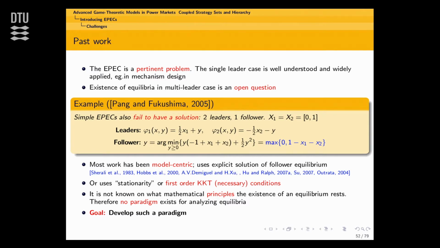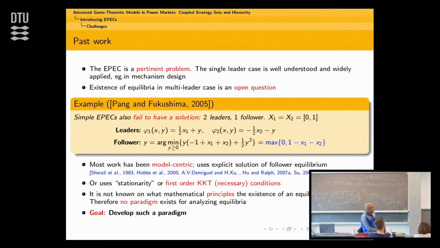Okay. Now, Pang and Fukushima showed in 2005 that very simple EPECs fail to have solutions, which for us is very disconcerting, right? So imagine this very simple EPEC, half x1 plus y, half x2 minus y. They're both minimizing, and this represents the optimality condition of a very simple problem. You can see it's just on a non-negative orthant, you're just looking to minimize this, and the solution of the follower is given by this equilibrium. Now, what is interesting about this problem?